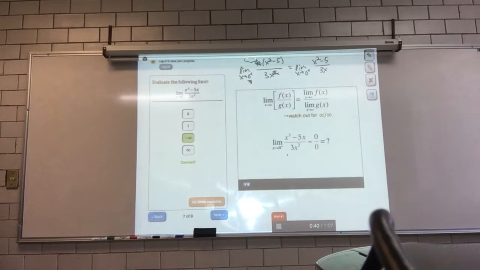Now the numerator is going to be close to minus 5 as x is very close to 0, and the denominator is going to be a little bit bigger than 0 as x stays a little bit bigger than 0. So if we take minus 5 and divide it by a small but positive number, we're going to end up with negative infinity.